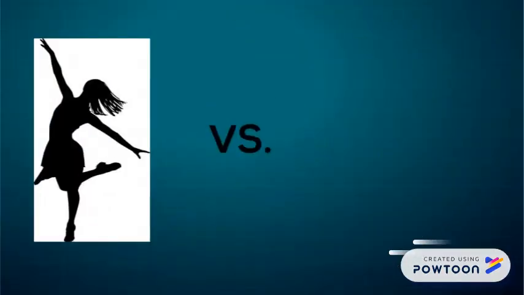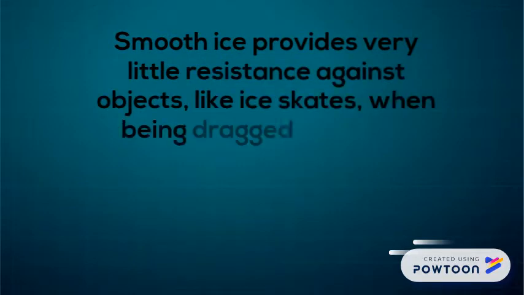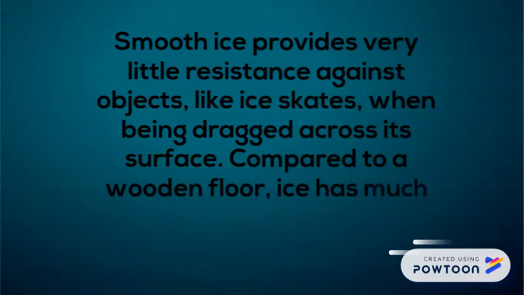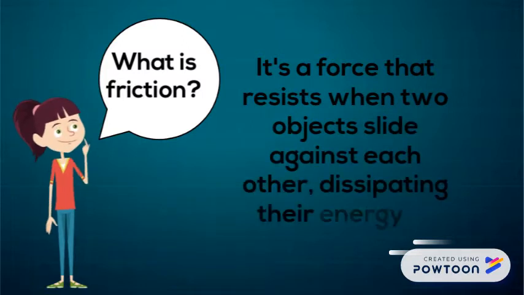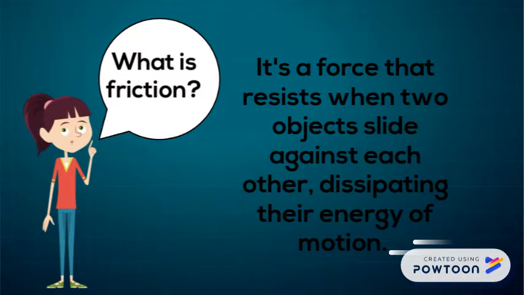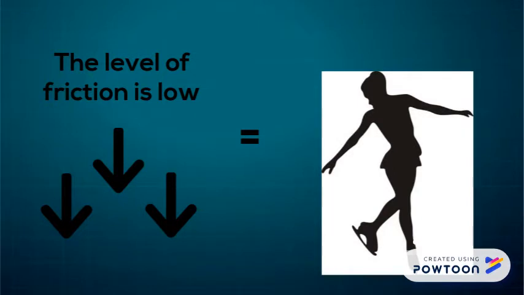The difference between dancing on a wooden floor and skating on ice is friction. Smooth ice provides very little resistance against objects like ice skates when being dragged across its surface. Compared to a wooden floor, ice has much less friction. What exactly is friction? It's a force that resists when two objects slide against each other, dissipating their energy or motion. When the level of friction is low, a skater is able to glide along the surface smoothly, without being stopped as soon as it has begun.